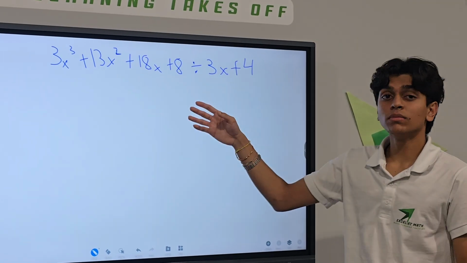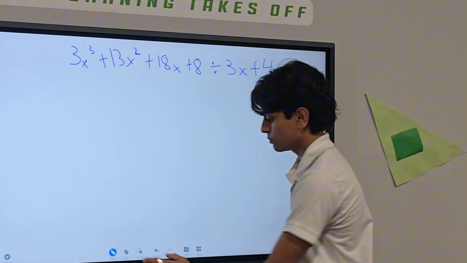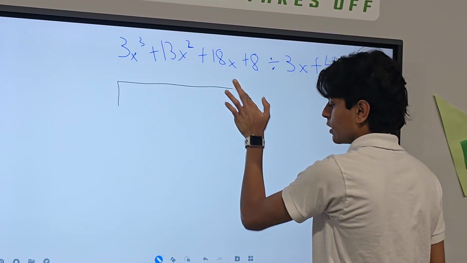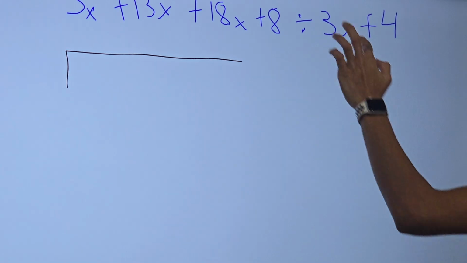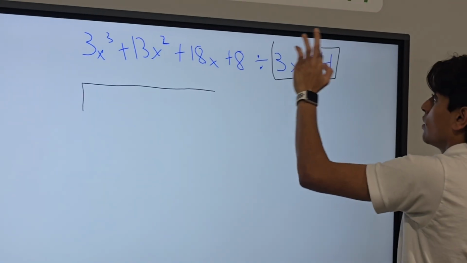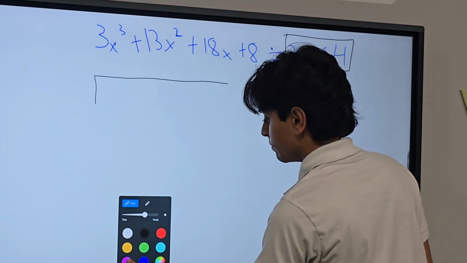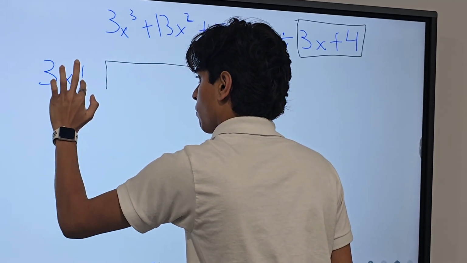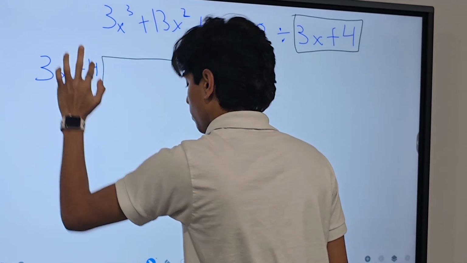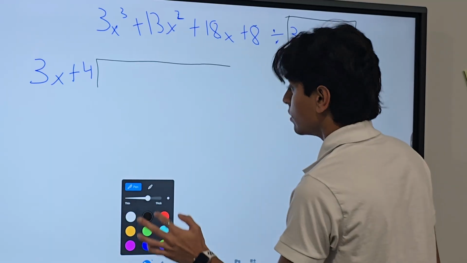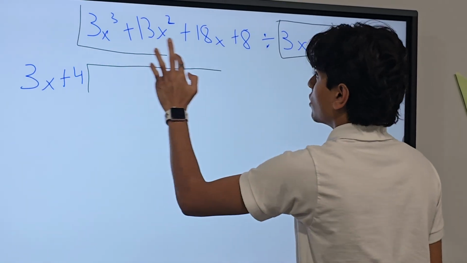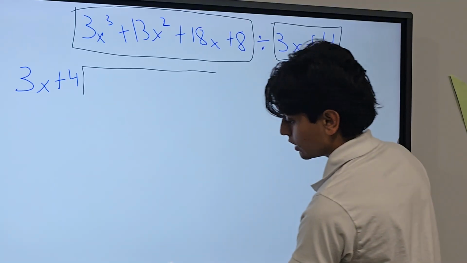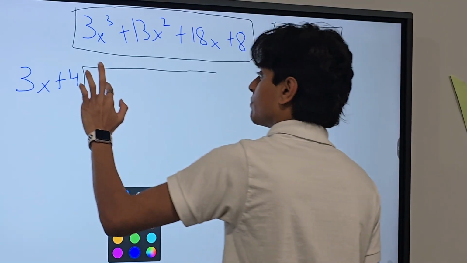Now that we have a problem, let's set up our long division house. So let's draw our house first. And then let's take our divisor, which is 3x plus 4, and write it on the outside. Then we will take our dividend, which is 3x cubed plus 13x squared plus 18x plus 8, and write it on the inside.